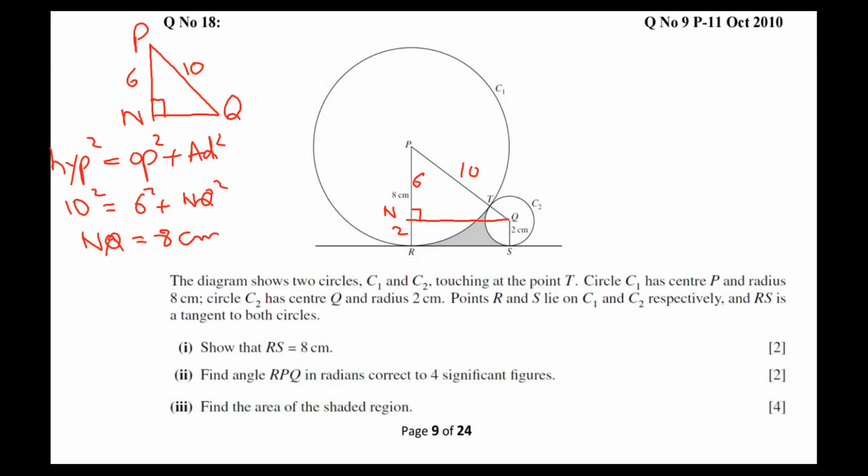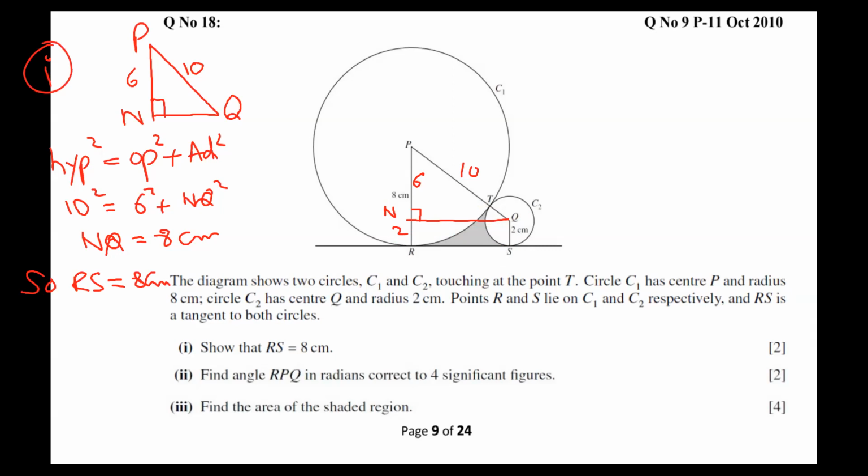And you know this gap is the same. So what gap is NQ? The same gap is RS. So we can say RS is equal to 8 centimeter. Alhamdulillah, we have done the first part.